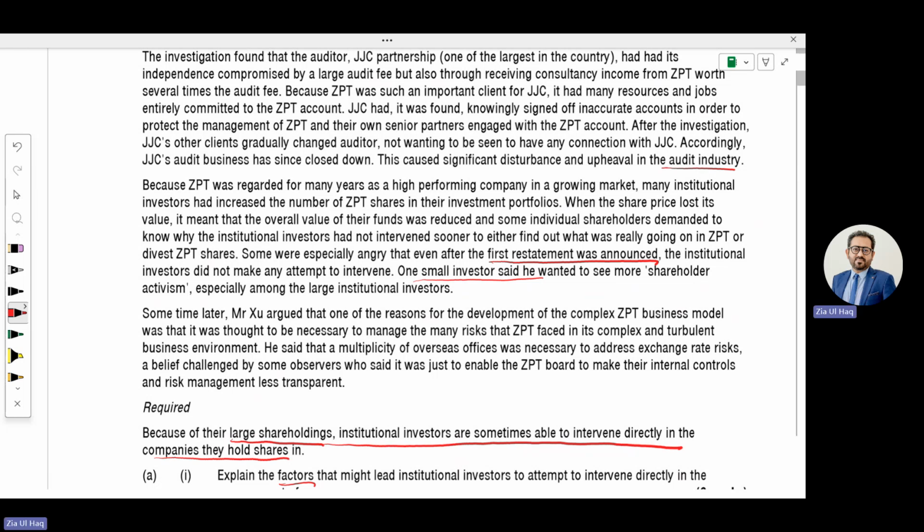He said that a multiplicity of overseas offices was necessary to address exchange rate risk. A brief challenged by some observer who said it was just to enable the ZPT board to make their internal control and risk management less transparent. Whatever you say, this was to make it less transparent so that you can commit fraud. I mean, nobody's believing his words now.